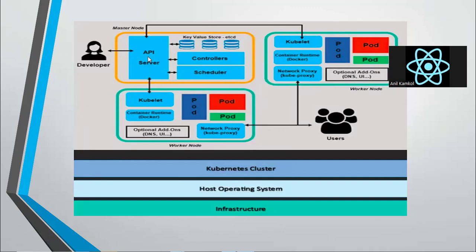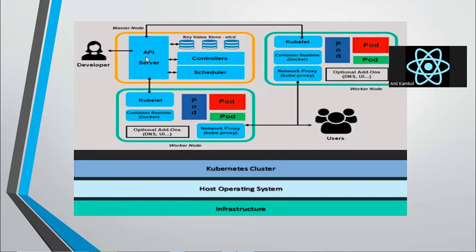That API server will be connecting to all the components of the control plane. So this is the control plane and these two are the worker nodes, two worker nodes, and this is a control plane. We can also call it a master node or master machine, and here we have two worker nodes or two worker machines where your applications are being run.